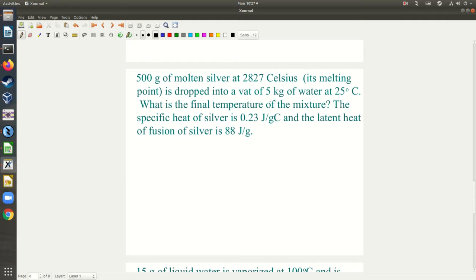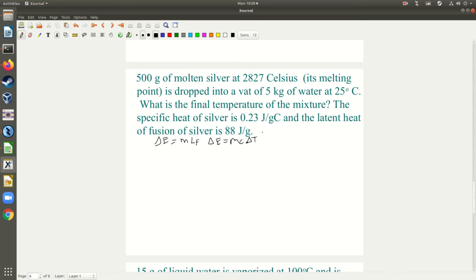The specific heat of silver is around 0.23 joules per gram degree Celsius, and the latent heat of fusion of silver is around 88 joules per gram. Okay, so it's very similar to the last problem in what respect. We will have delta E is equal to M times LF, since it's going through a phase change from liquid to a solid. And then we have delta E equals MC delta T.